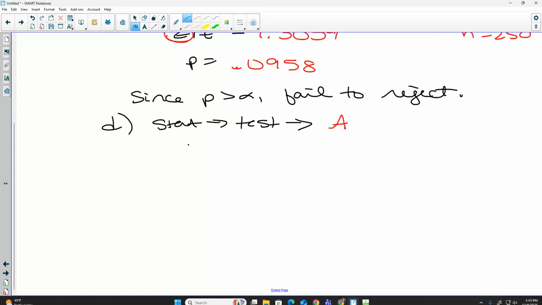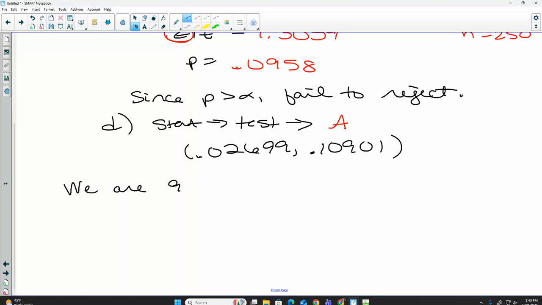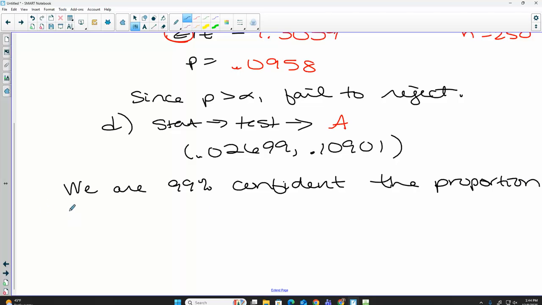And so we get 0.02699 and 0.10901. Interpret it. What does that interval mean? With 99% confidence, the proportion is between 0.02699 and 0.10901. So we are 99% confident the proportion is between those values.